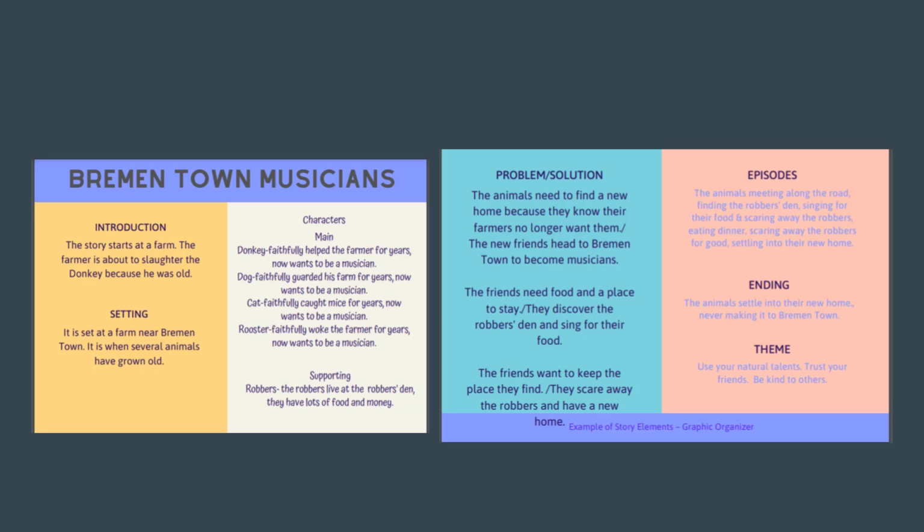This is a sample of an example that would be on the LMS to serve as a model for students for the graphic organizer of story elements. So this is taking one Grimm's fairy tale, The Brementown Musicians, and completing the graphic organizer for the different story elements: introduction, setting, characters main and supporting, the problem and solution, the episodes, the ending, and the theme. This is one sample of supporting materials that would be available for students provided by the instructor.